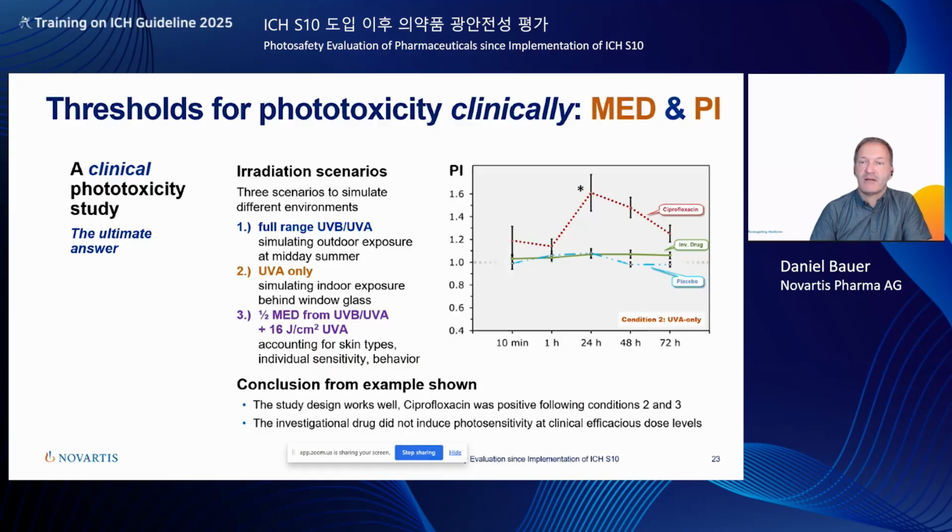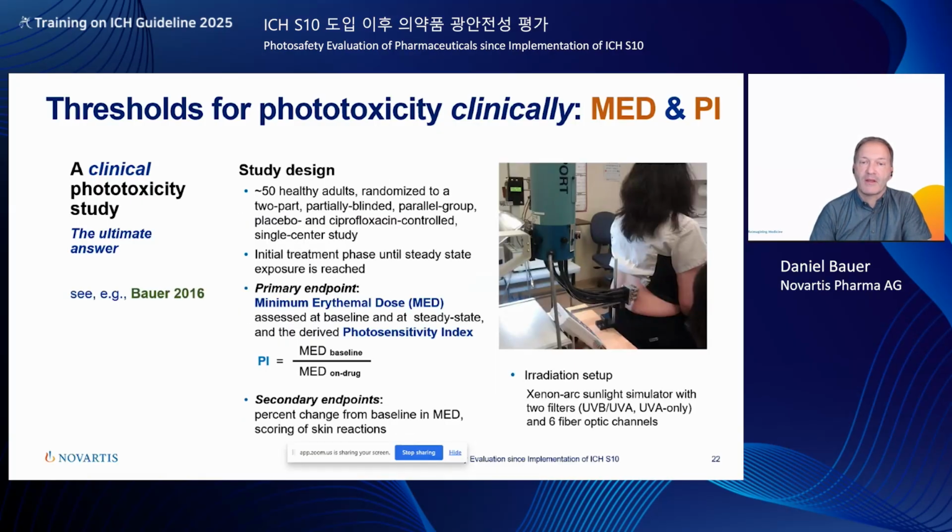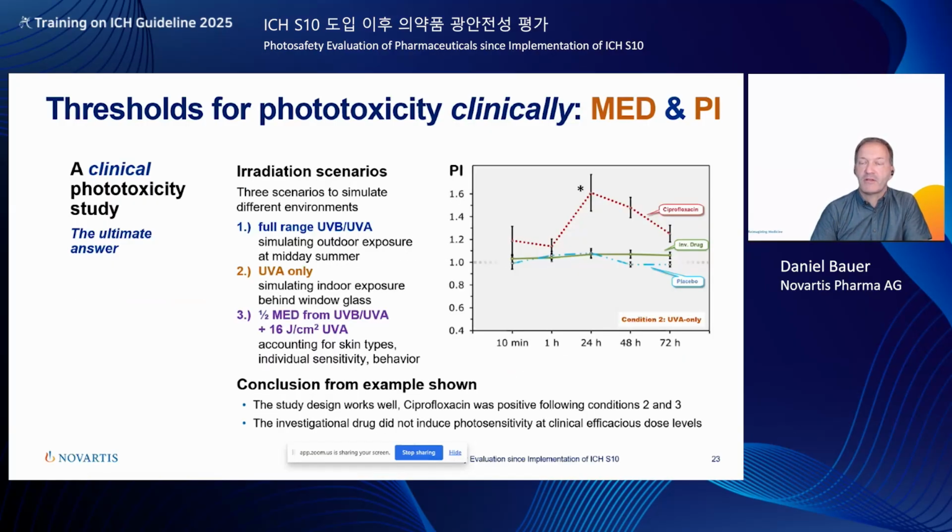So it is the photosensitivity index, the PI here, which also is a quantitative endpoint and tells you whether a drug is phototoxic or not in healthy volunteers, and that's the figure here on the right-hand side. You see over time after exposure to a certain simulated sunlight fraction that there is an increase in sensitivity at 24 hours with the ciprofloxacin group, while the investigational drug and placebo stayed flat. So this is another quantitative endpoint based on the minimal erythema dose, MED.